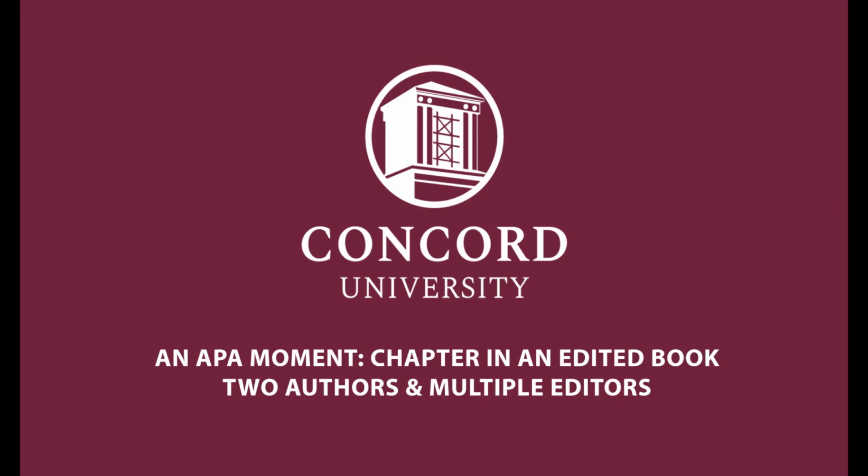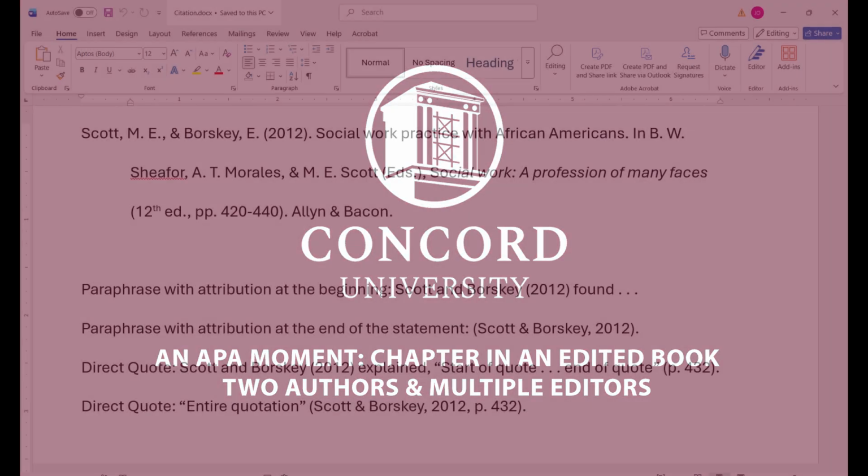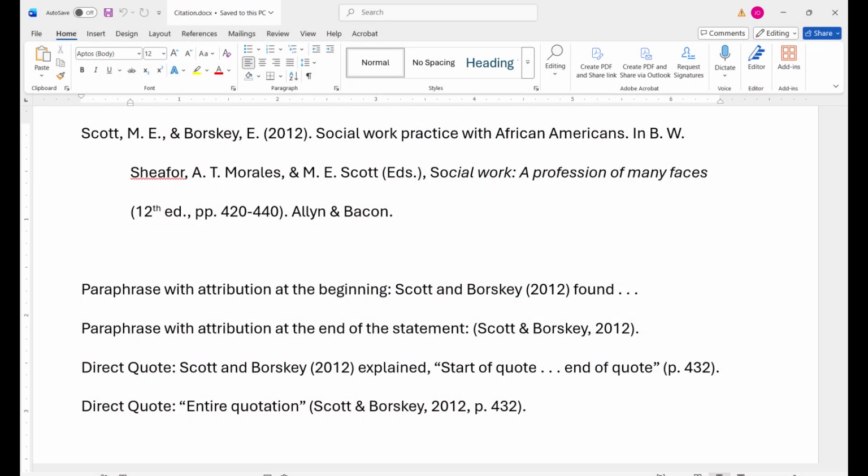In this APA moment, we'll explore how to create a reference and a citation for an authored chapter in an edited book. This example has two authors and multiple editors.